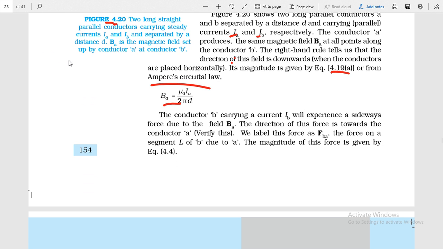The conductor B carrying a current IB will experience a sideway force due to field BA.